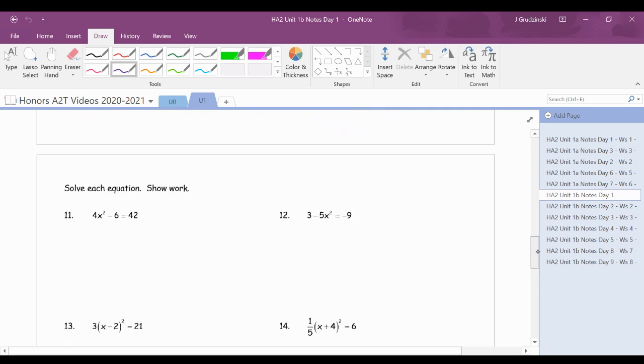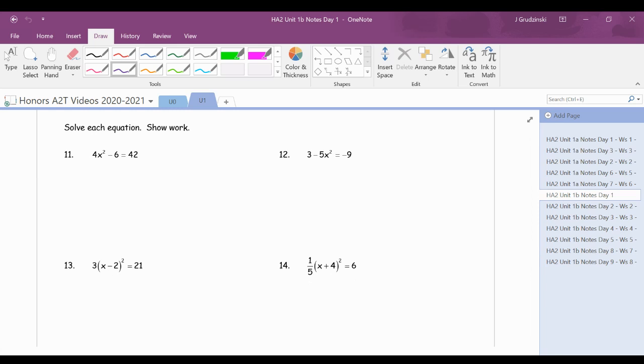So we're just going to take a look at some more complicated problems where we're going to solve by square roots. So again, our goal is always to isolate whatever is being squared. So if I look at number 11, I'm going to start with adding 6 to both sides. So I have 4x squared equals 48. And then if I divide by 4, I get x squared equals 12. Now that the x squared is by itself, I can square root both sides. So I get x equals, and then I automatically put my plus or minus.